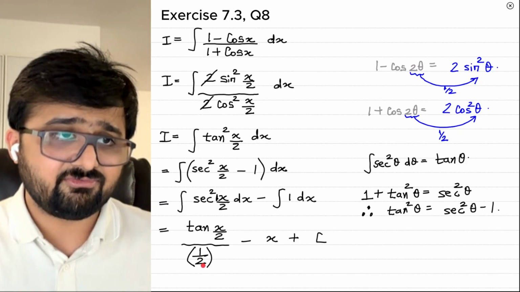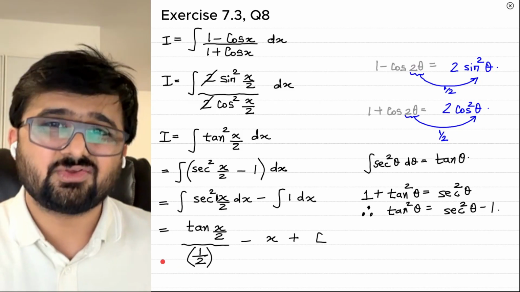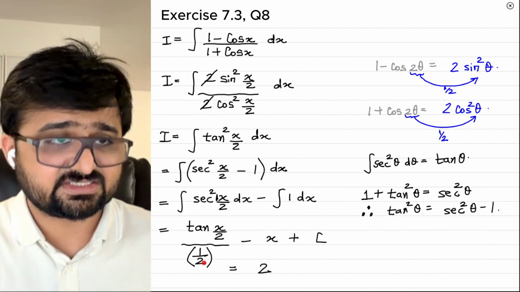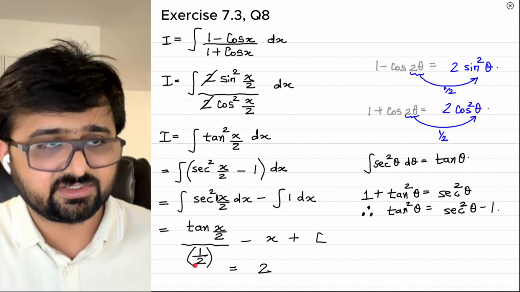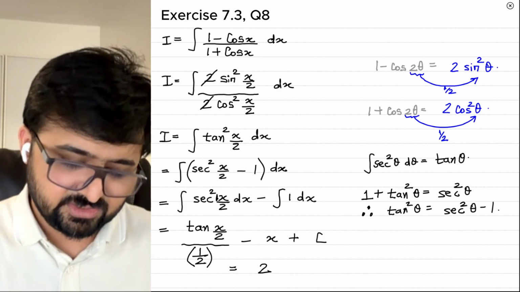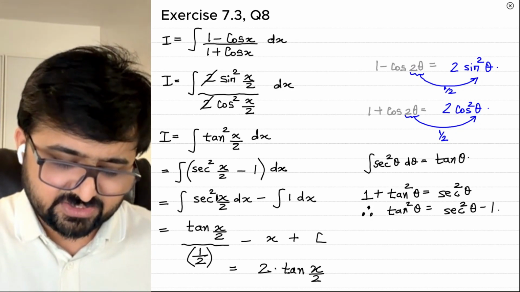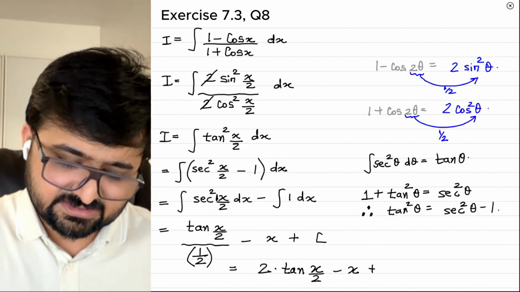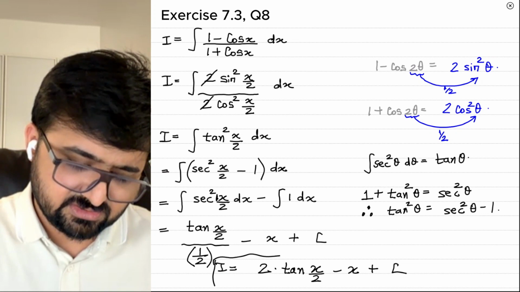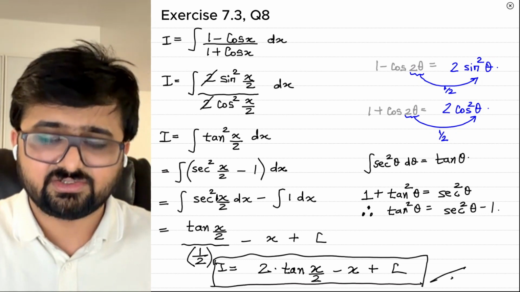Okay, now that half, this 2 is in the denominator's denominator. It can go into the numerator. So that will become 2 because denominator's denominator is always numerator. So that goes into the numerator. So that will become 2 tan x by 2 minus x plus c. Okay, that's your integration I. And that's your final result that we are looking for.